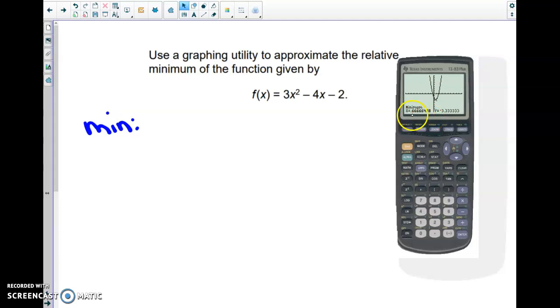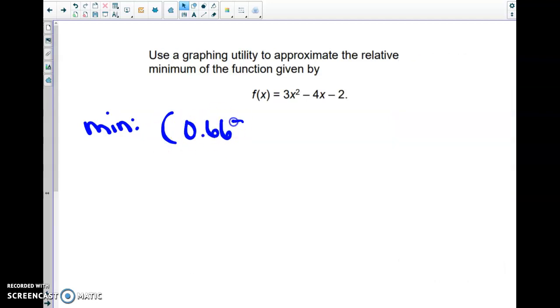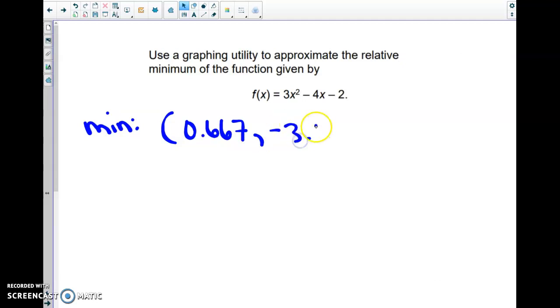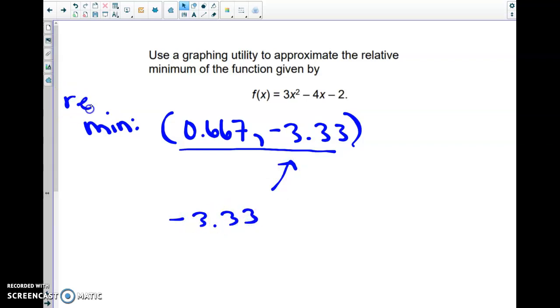All right, so minimum x is 0.6666, really close to 2/3. In this case, you're going to give what the graph had here, so 0.667, and the y value negative 3.33. The relative minimum happens at this location. If they ask what the minimum of the graph is, you are just talking about the y value. So the minimum of your function is negative 3.33. This is the relative min. The min of your graph is just the y value.